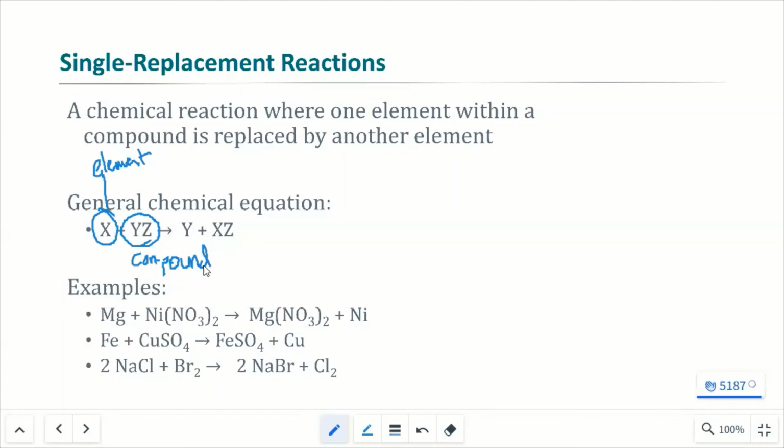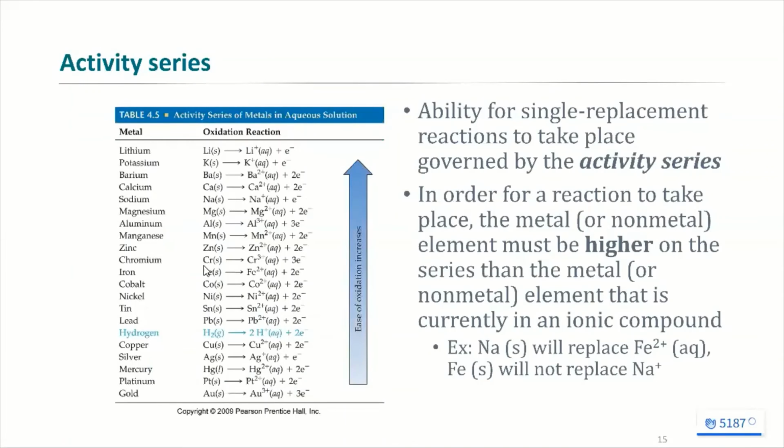Now, I will stress, these are theoretical reactions. Actual single replacement reactions are governed by something called the activity series. The activity series is a list of reactivity. And the only way that an element can kick out another element is if it is higher on the series than the element that it wants to kick out.